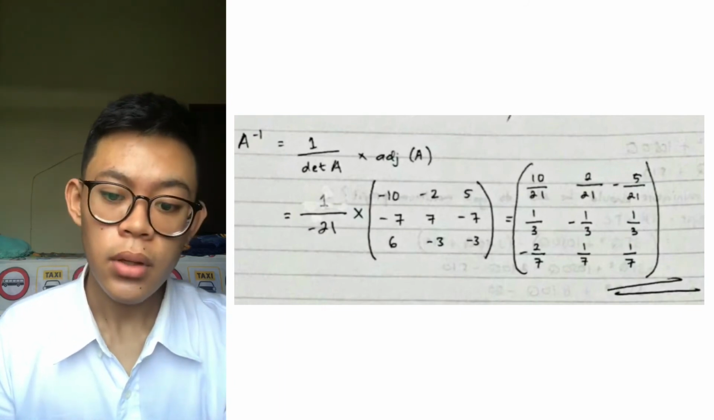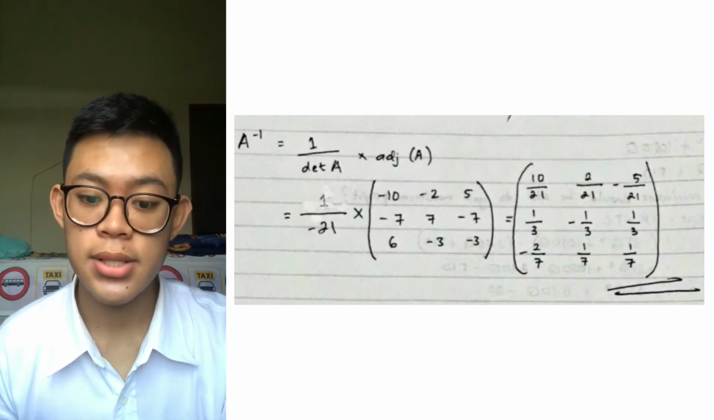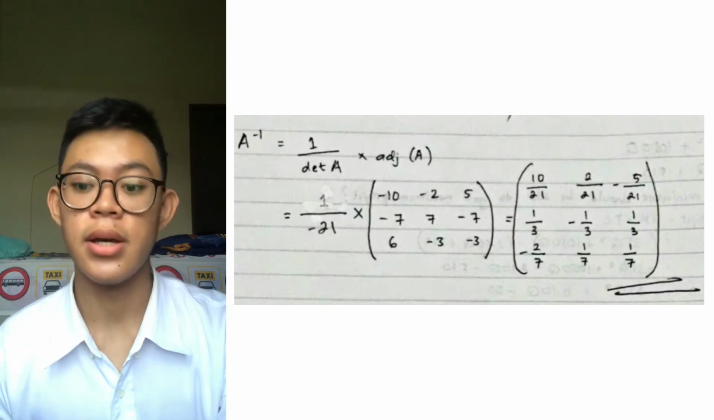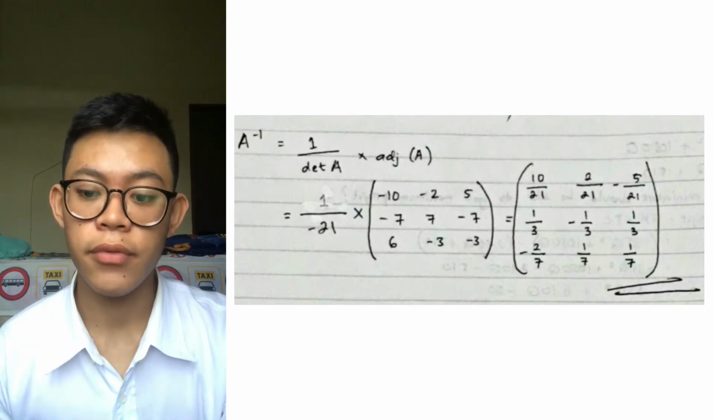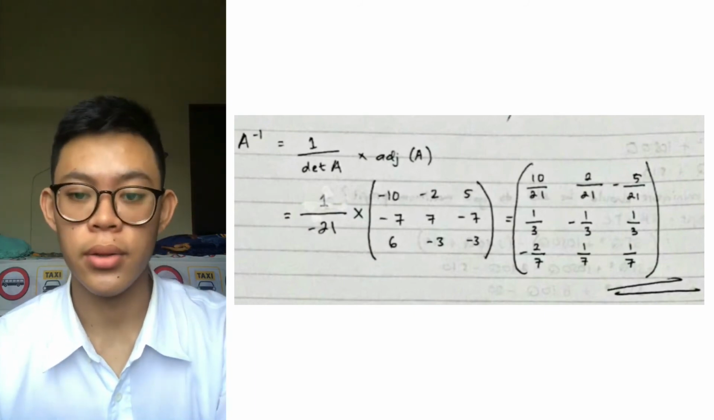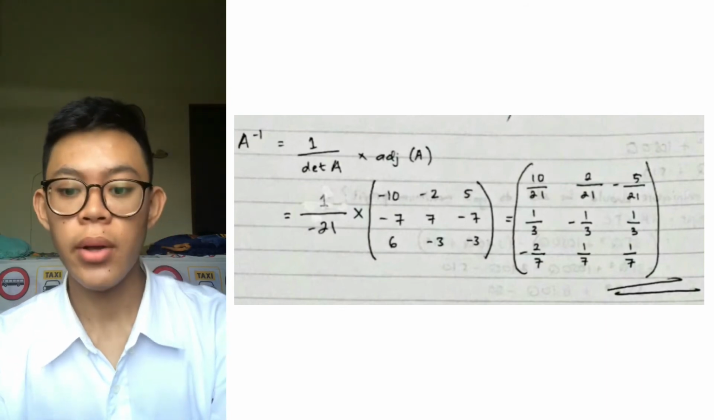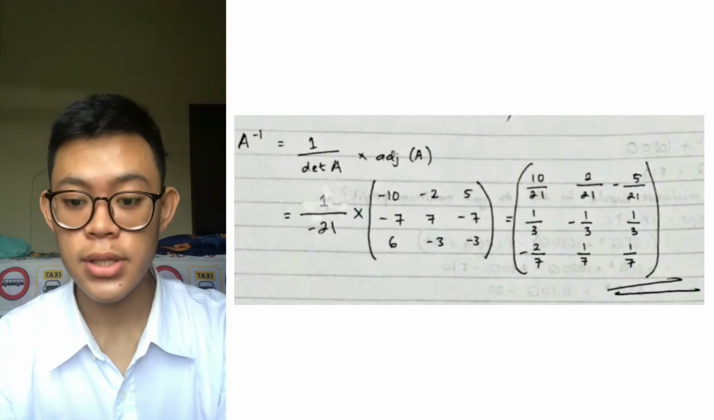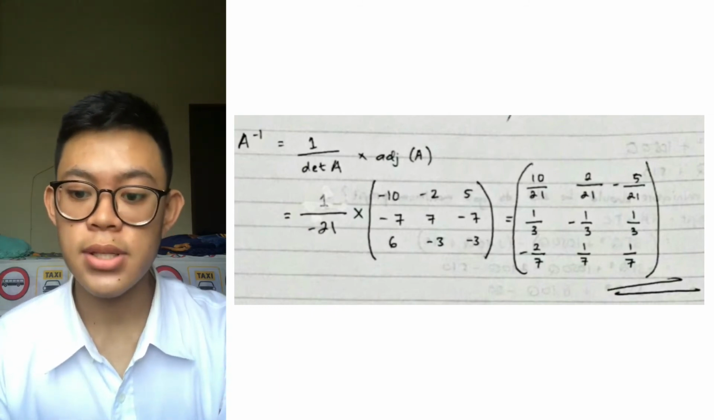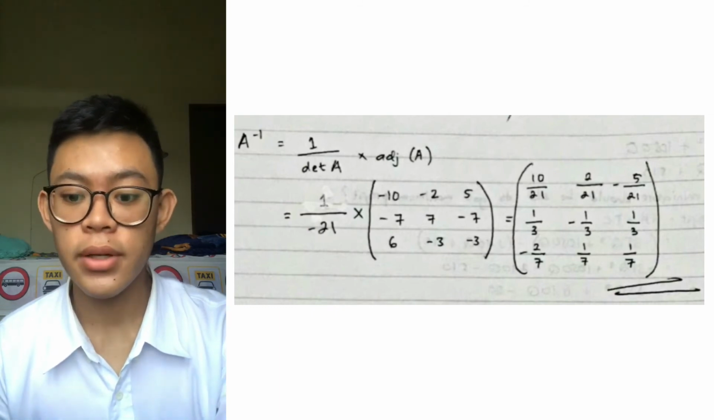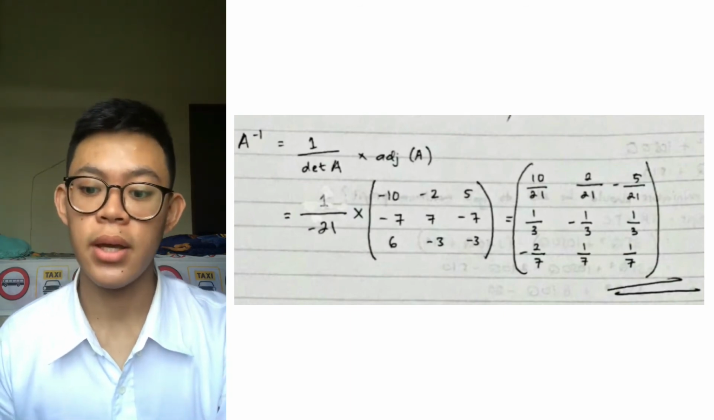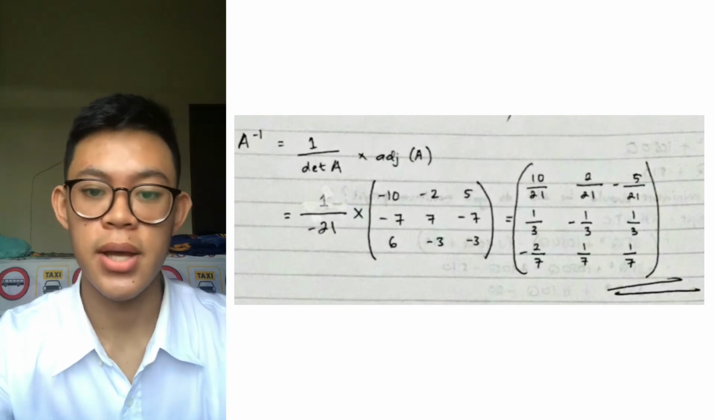So we're going to multiply the 1 divided by negative 21 one by one to the numbers on the adjoint A. For example, the first one is negative 10, so the result will be 10/21, and then the second number on the first row is 2/21, and so on, the result of the multiplication. So we already get the result of the inverse. It is 10/21, 2/21, minus 5/21, 1/3, minus 1/3, 1/3, and then negative 2/7, 1/7, and 1/7. That's the result of the inverse matrix.